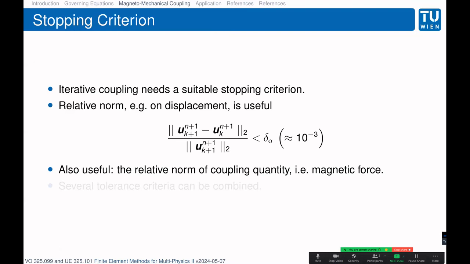You can use relative norms also on, for example, magnetic forces or other coupling quantities. This depends a little bit on the problem, but if you're converged in one, you should be converged in the other. Perhaps not to the same level, so to say. You can also combine several of these criteria. So you can say, okay, I want to iterate forces up to 10 to the power of -3 and displacements up to 10 to the power of -6 or something, and use a set of convergence criteria if you want.